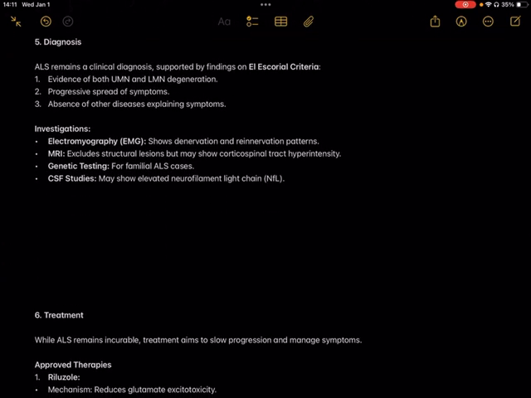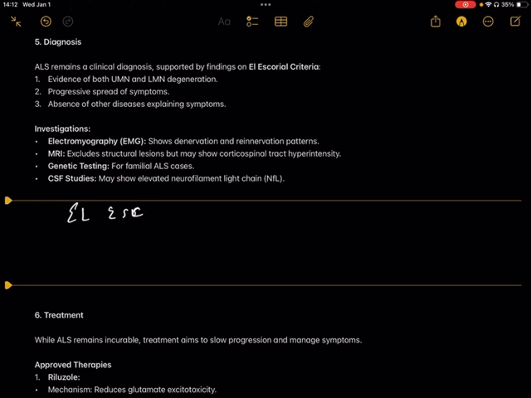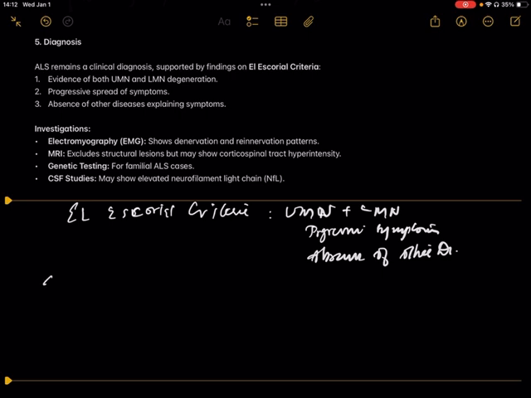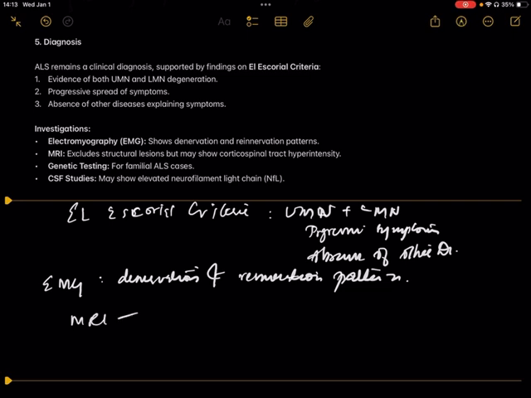Coming to diagnosis, it remains a clinical diagnosis but is supported with the El Escorial criteria, which involve evidence of both upper motor neuron plus lower motor neuron signs, progressive spread of symptoms, and absence of other disease explaining the symptoms. Investigations: electromyography shows both denervation and reinnervation patterns. MRI may show structural lesions but may show corticospinal tract hyperintensity.